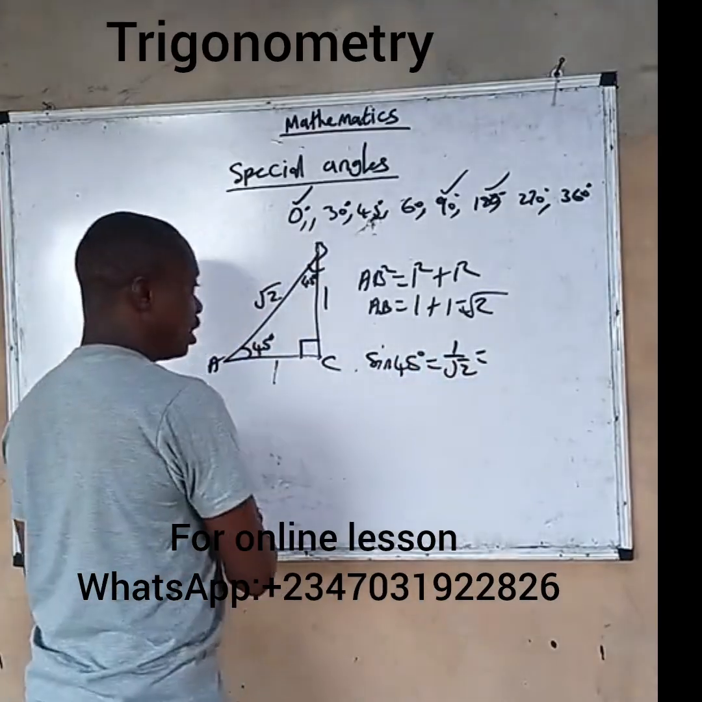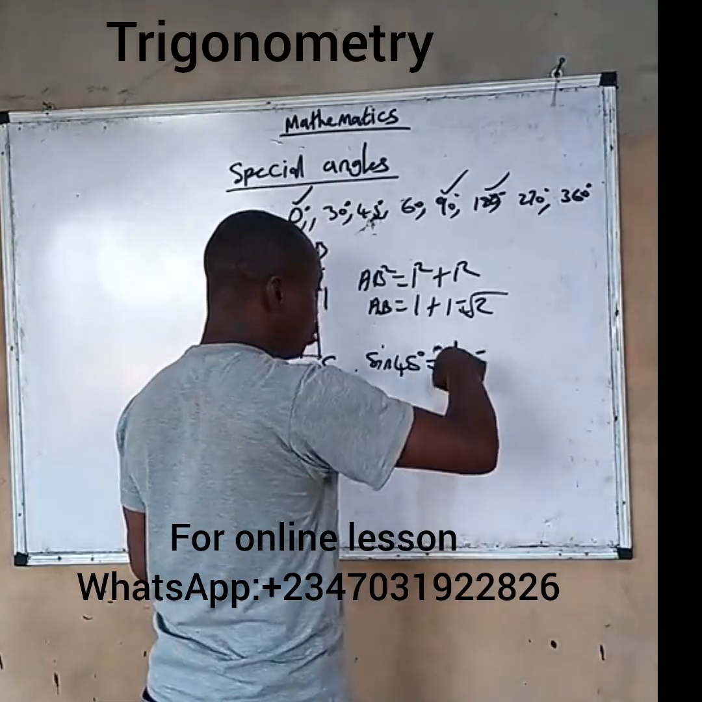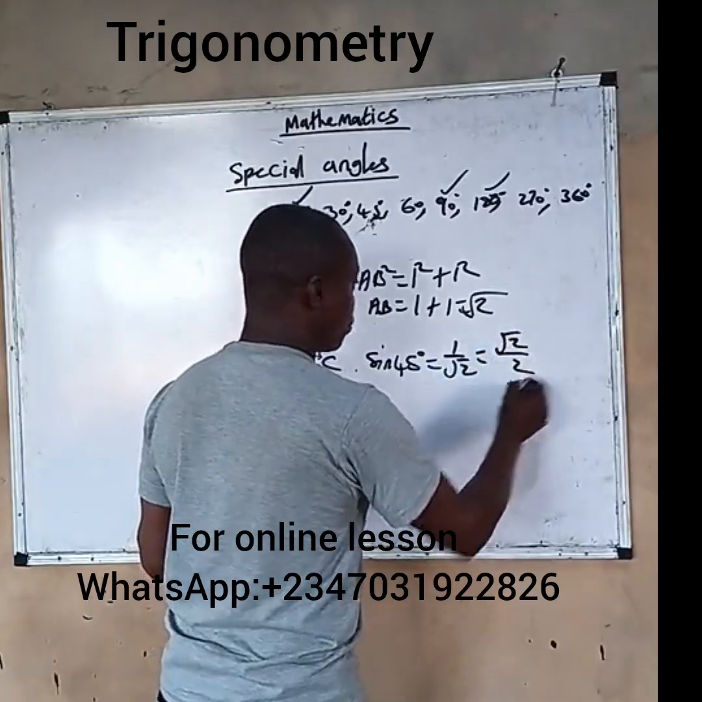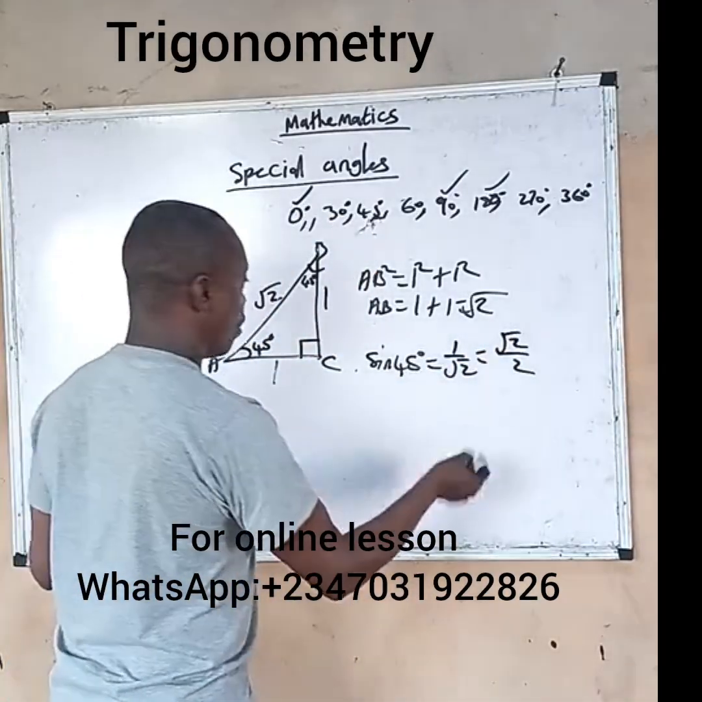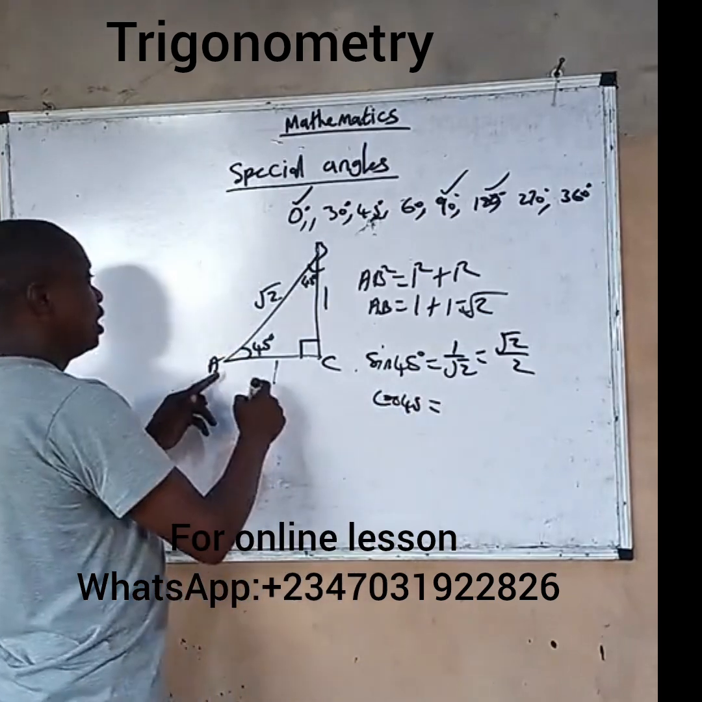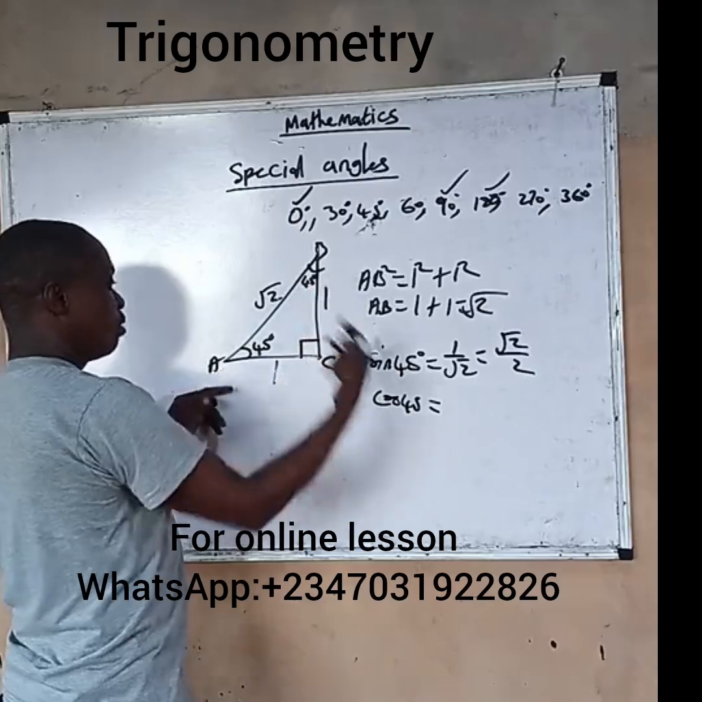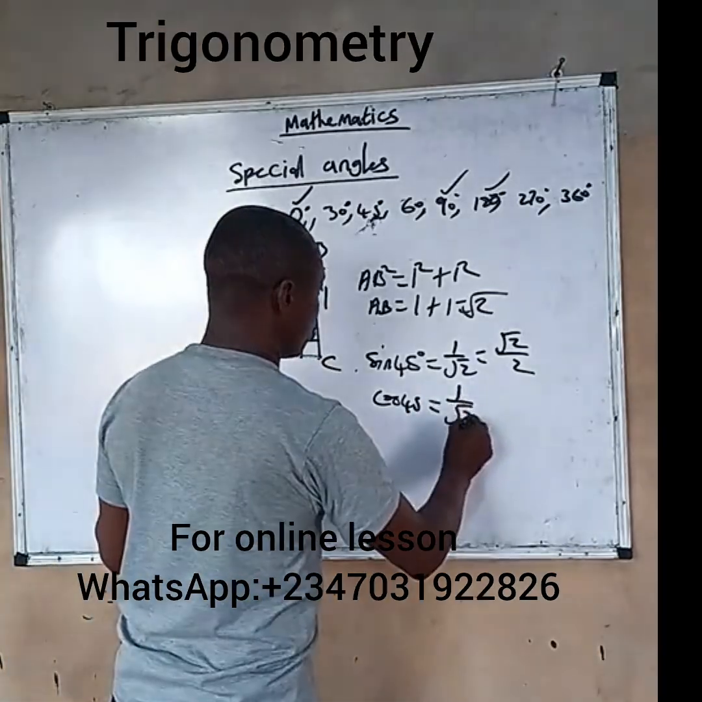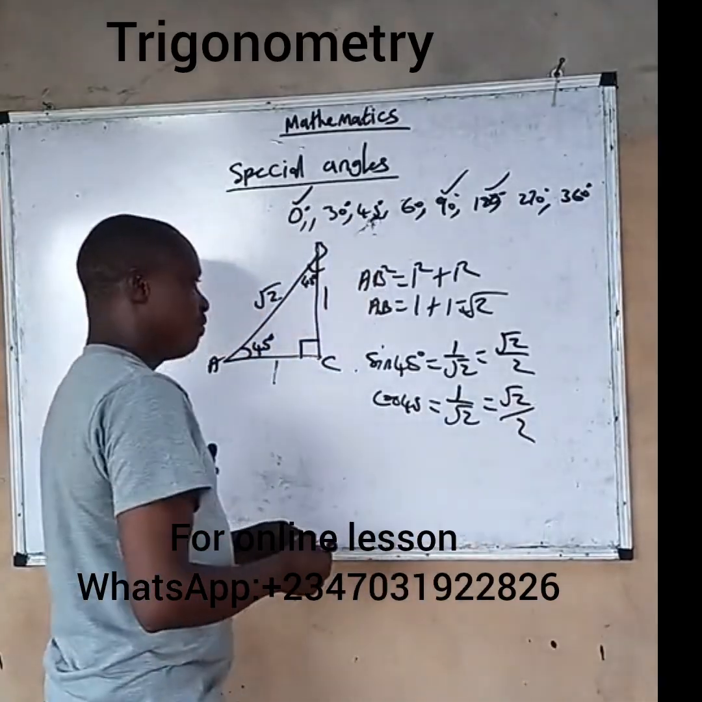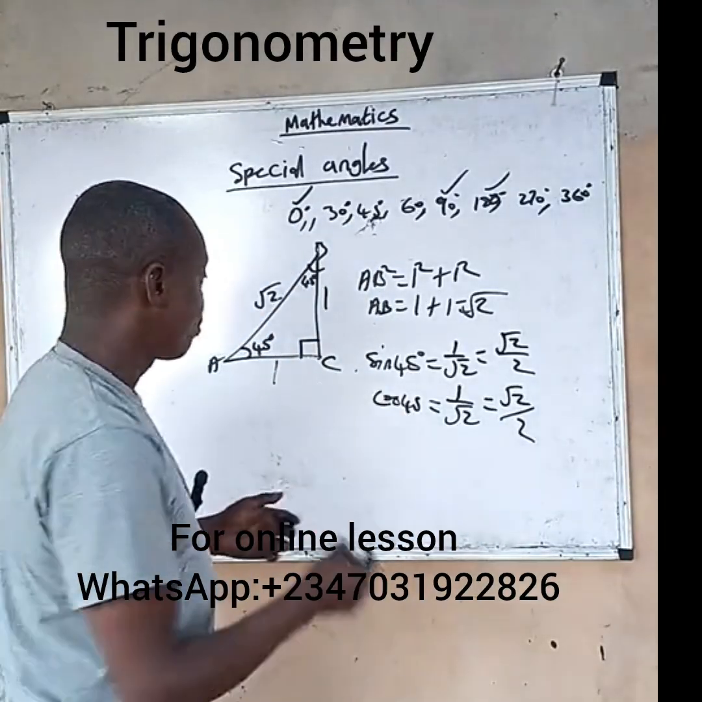Again, like what I did with tan 30 the other time, since the tan is a surd, it will be root 2 over 2. So it's 1 over root 2, which is root 2 over 2. Then cos 45, which is adjacent over hypotenuse. If we used here before as opposite, now we are using the other one. So 1 over root 2, which is written as root 2 over 2. So sine 45 and cos 45 are the same thing, 1 over root 2 or root 2 over 2.